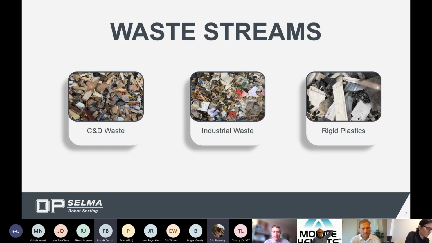We can also work in various waste streams. We have been focusing on the C&D, which is the largest waste stream in the EU, but we can also work on industrial waste streams and plastic waste streams. And for people outside the recycling business, these waste streams are quite similar.